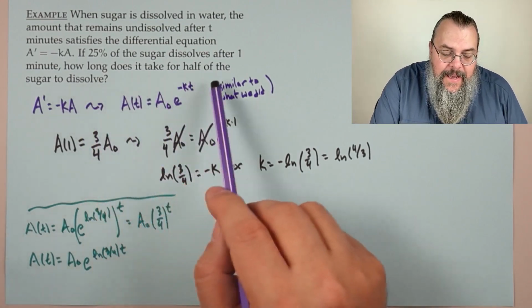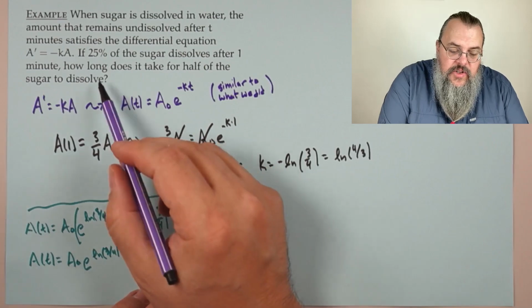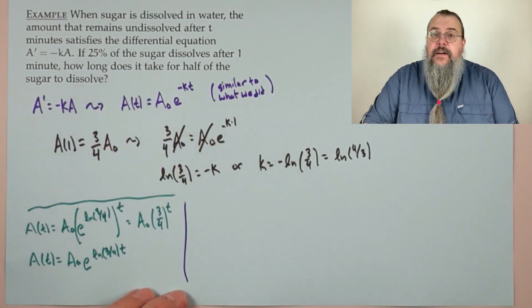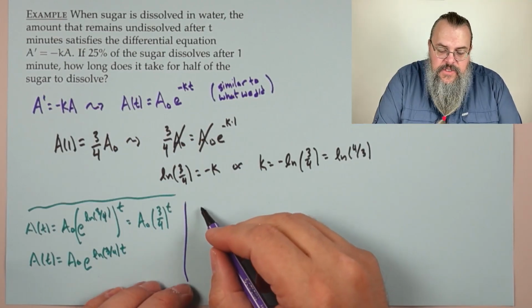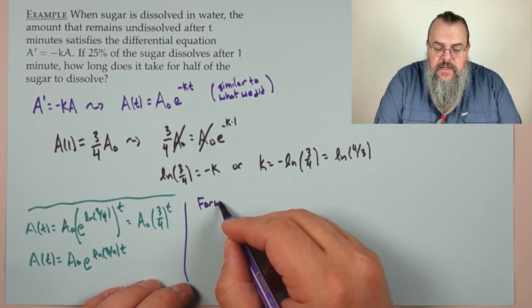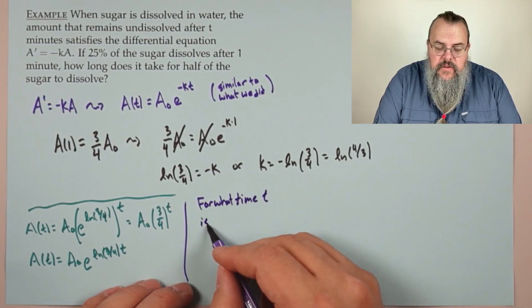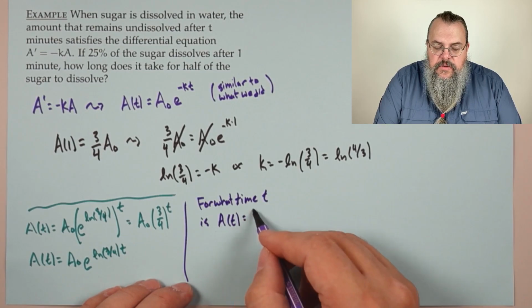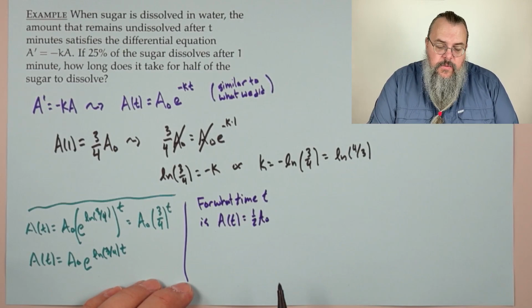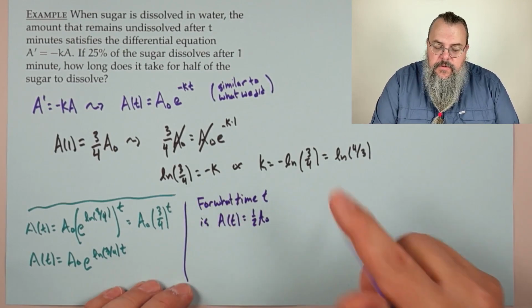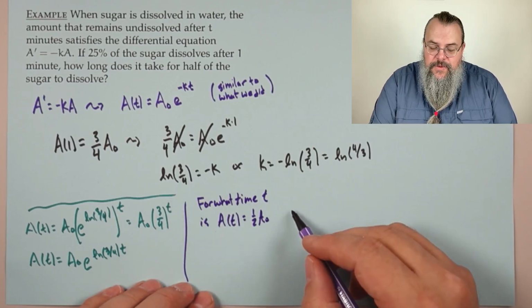How long does it take for half of the sugar to dissolve? So we're after a time. How long does it take? What's the length of time? So our question is for what t, and we'll emphasize time, is A(t) equal to a half. In other words, half has been dissolved. So what can we do? Well, we use either one. I'll use the bottom one since that's probably the one most people will use.